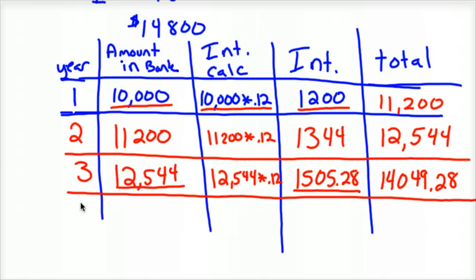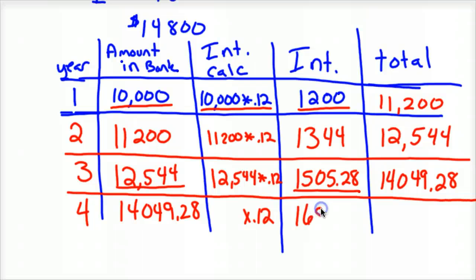So now we're ready to start this fourth year. At the end of this fourth year, we can draw that money out. So we start the year with $14,049.28. We take that number times 0.12, and now we have $1,685.91. Now I'm starting to round to the nearest penny because that's what the bank's going to do. So at the end of the fourth year, when we can draw that money out, we add these two together, and we get 16,000.